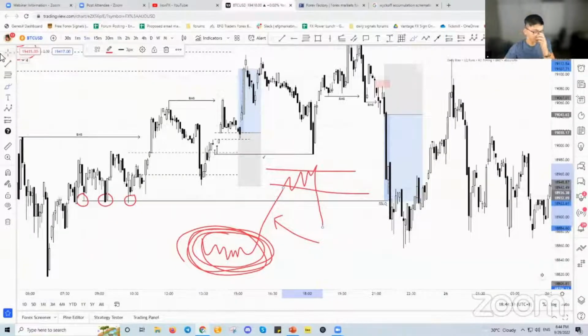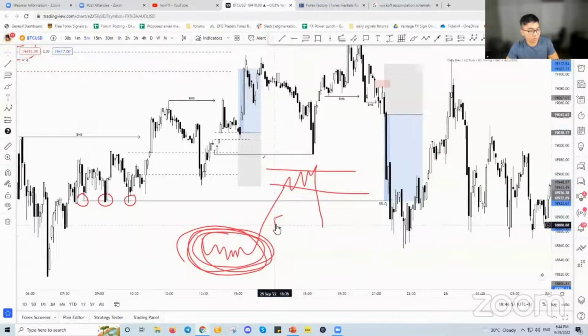So I would rather leave my hands off the charts. If there's nothing, I leave. I can get a hobby. I go and cycle, exercise, do whatever I want. But I do not look at the charts. Keep a healthy work-life balance.